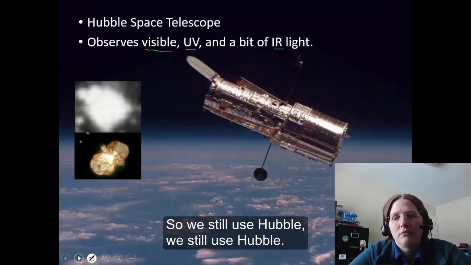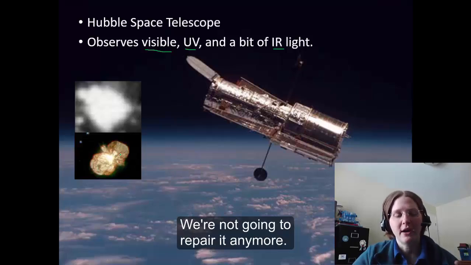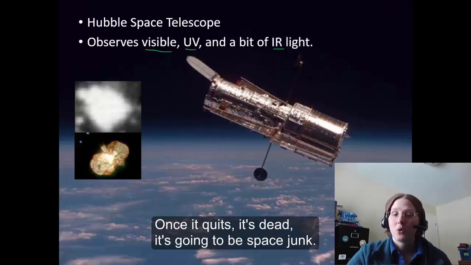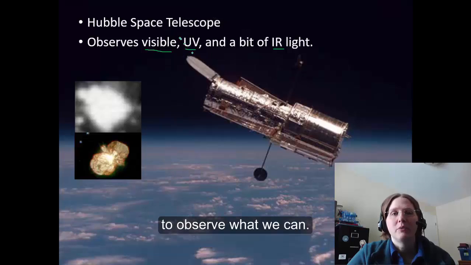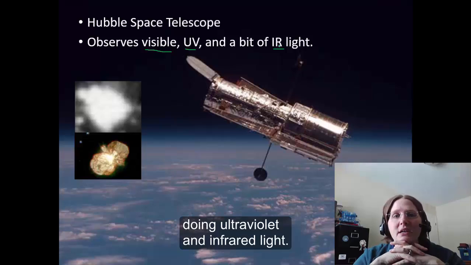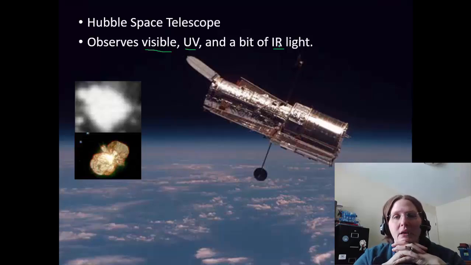So we still use Hubble. We're not going to repair it anymore once it quits. It's dead. It's going to be space junk. But while it's still working, we're still using it to observe what we can. It's still doing a good job, doing ultraviolet and infrared light.